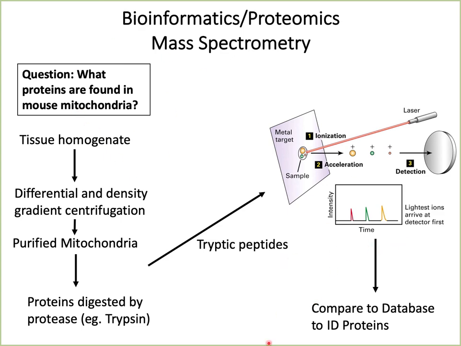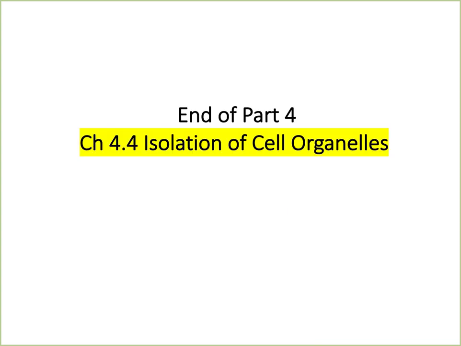A very excellent technique, and there are some modifications of this technique, types of mass spectrometry, that have been used with bioinformatics and proteomics to identify many different proteins. So that will be the end of part 4, which is chapter 4.4, isolation of the cell organelles, and that actually is the end of module 1.1.